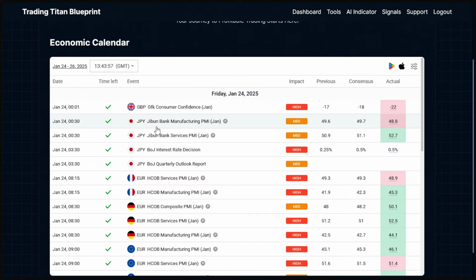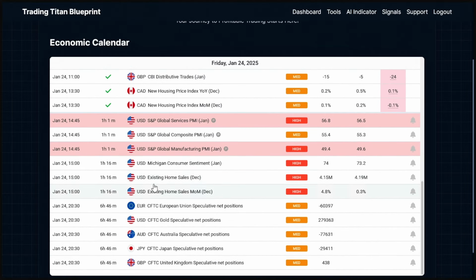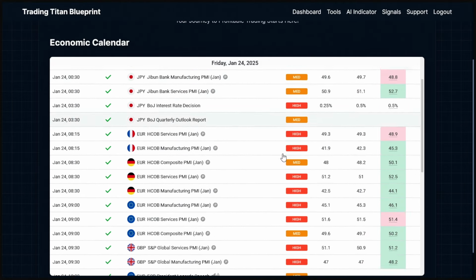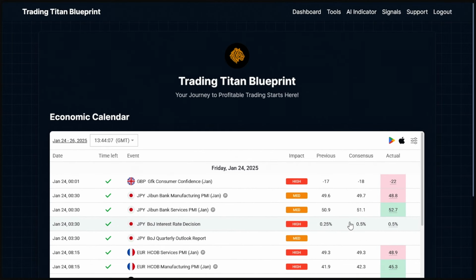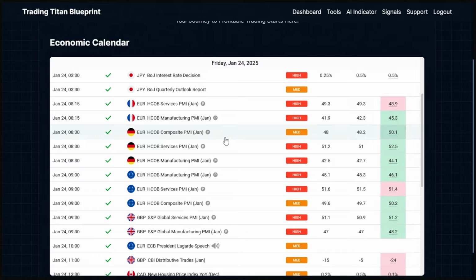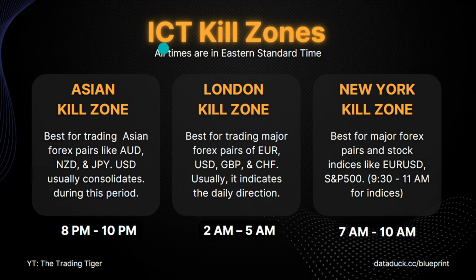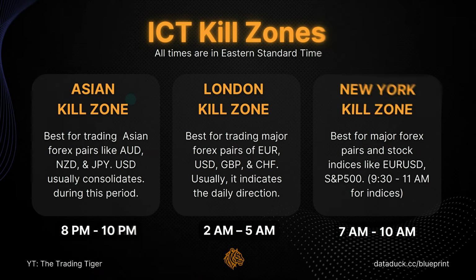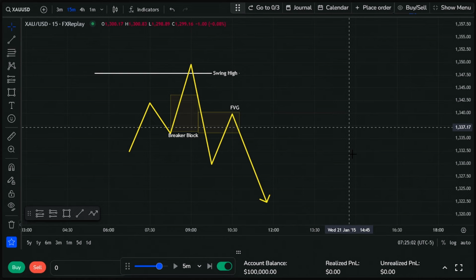But here's the pro tip. Don't just rely on the clock. You've got to keep an eye on the economic calendar too, which you can find on the Trading Tiger website under their tools section. They help you stay ahead of the curve and align your trades with the kill zones, those high-impact times when the market is most likely to make big moves. By combining the right timing with the unicorn model, you're not just trading, you're strategically positioning yourself to catch the best opportunities.